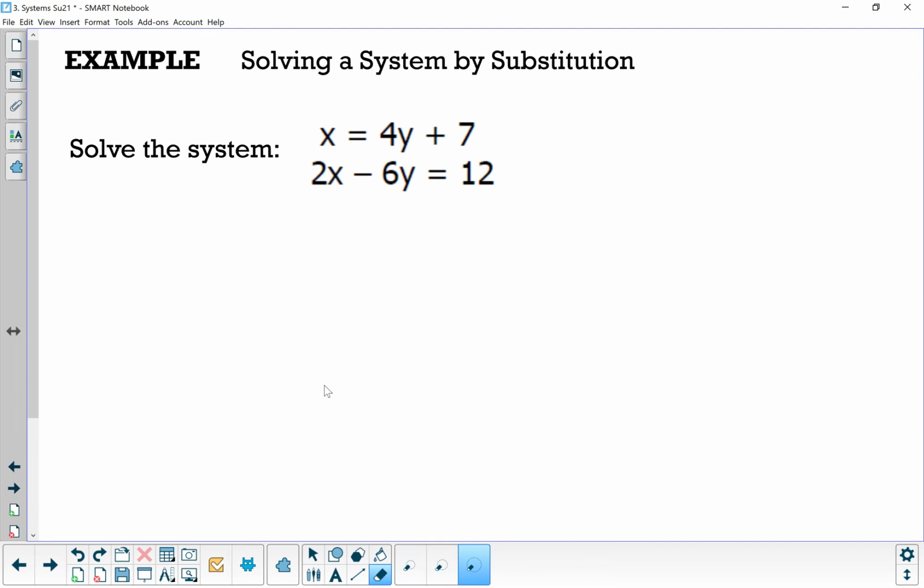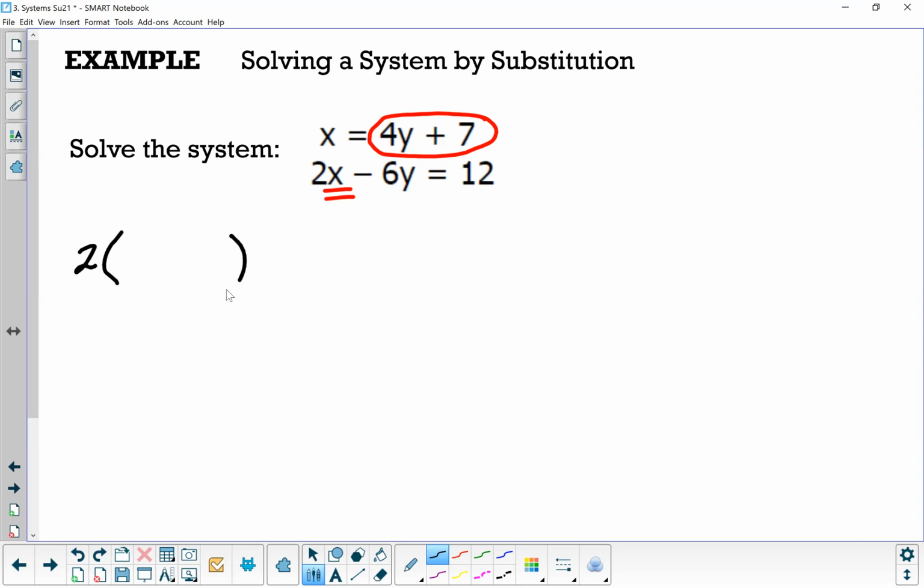Now, what we're going to do is convert our system into a single equation with one variable by substituting for x 4y plus 7. Since x is equal to 4y plus 7, we're going to put that into the second equation. So the second equation, I'm going to write 2 and then parentheses where x was. And inside of parentheses, I'm putting 4y plus 7. And then I continue on with the equation. Minus 6y equals 12. Now I have an equation that has one variable.